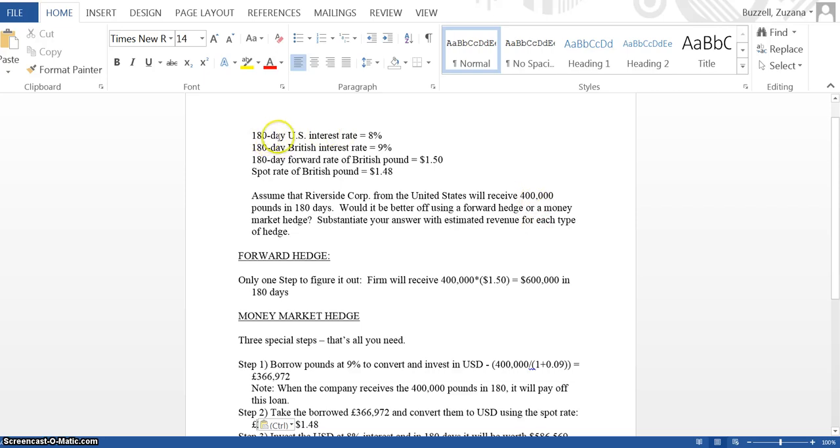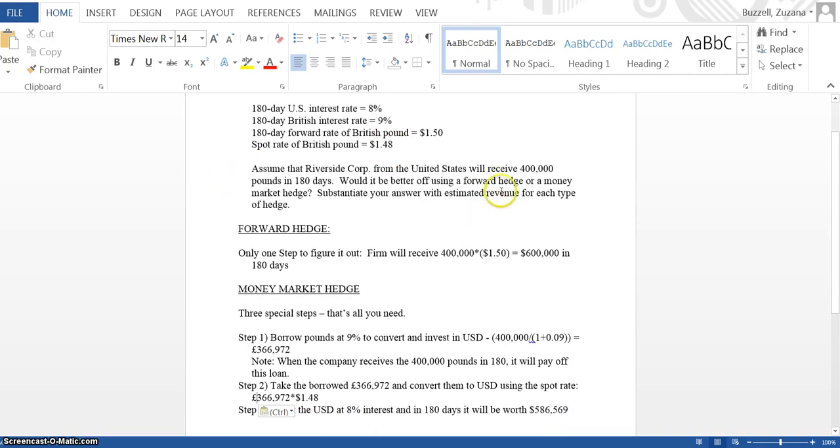So we have a 180-day US interest rate of 8%, a 180-day British interest rate of 9%, a 180-day forward British pound rate of $1.50, and a spot rate of the British pound of $1.48. Riverside Corp will receive 400,000 pounds in 180 days from the United States. The company wants to know if it's better to use a forward hedge or a money market hedge.